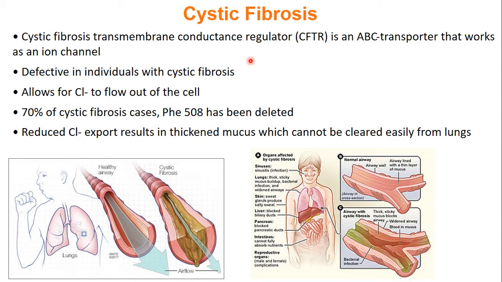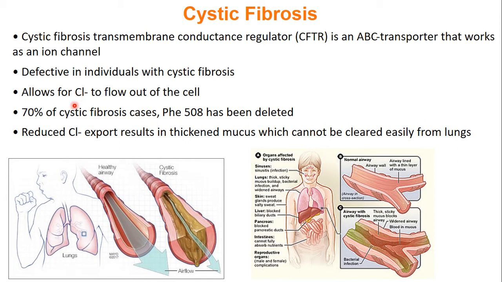Now, if we look at one type of disease, cystic fibrosis, this is actually due to an ABC transporter that doesn't work. Now, cystic fibrosis transmembrane conductance regulator, or CFTR, is the only ABC transporter in humans that we know of that actually is an ion channel. And this ABC transporter doesn't work for individuals with cystic fibrosis. Now, normally, this allows chlorine to flow out of the cell.